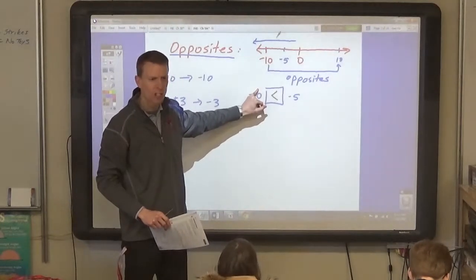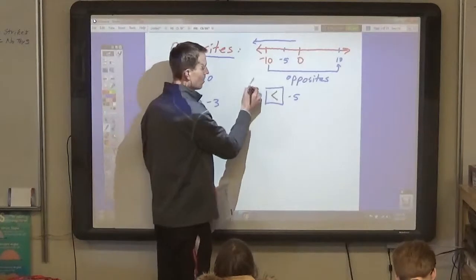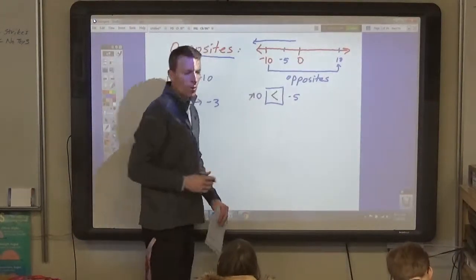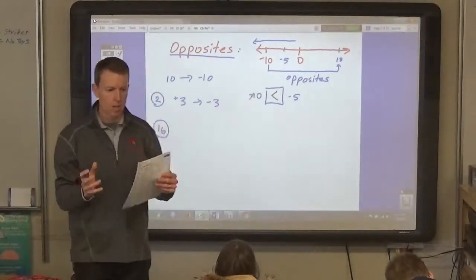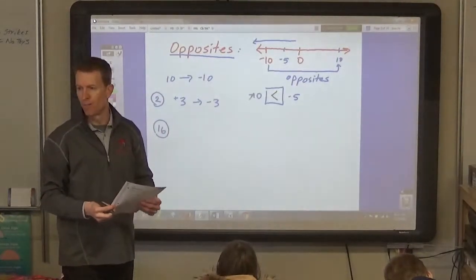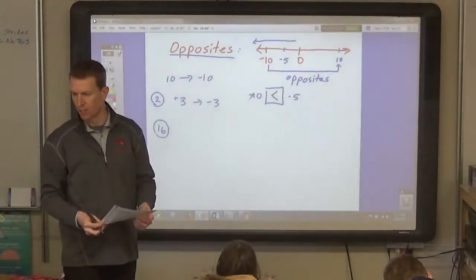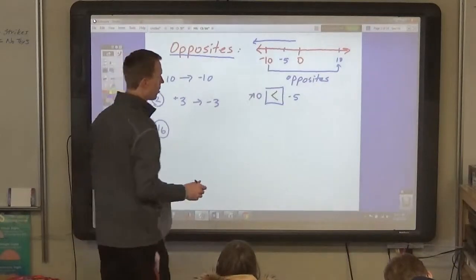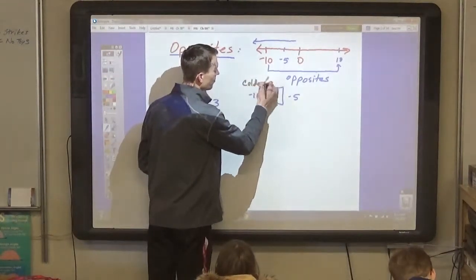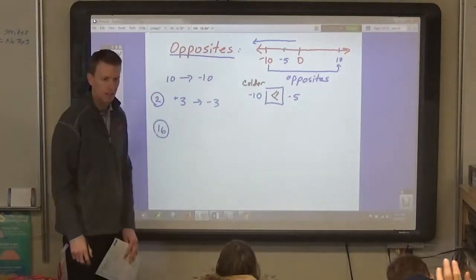Think about temperature. Which one is colder? -10 is colder, right? So when you're thinking about the value of a number, think about it in terms of money value or temperature, and that'll help you to figure out whether it's less than or greater than. All right? Since this is colder, it is less than -5. Okay?